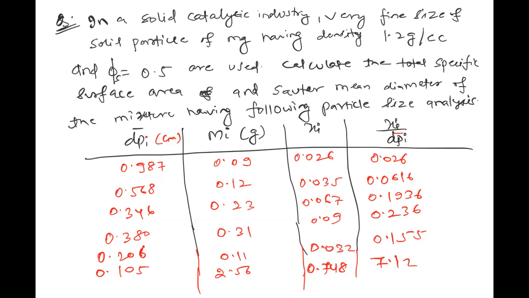Try to check once more and answer. Yes, you are closer to the answer, but just try to solve. Yes, many of them are giving the answer. Yes, Somalia Mitra, the shorter mean diameter is 0.128 centimeter. And Sai Sudarshan, you are right.